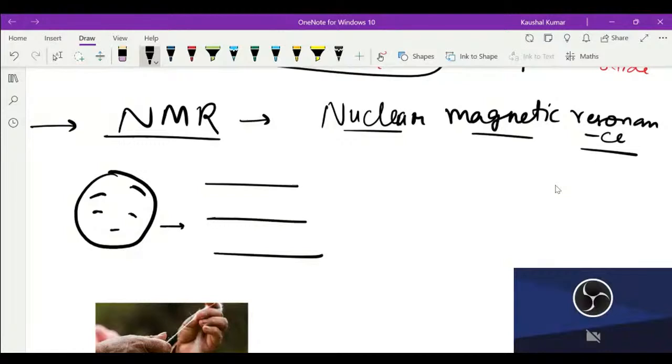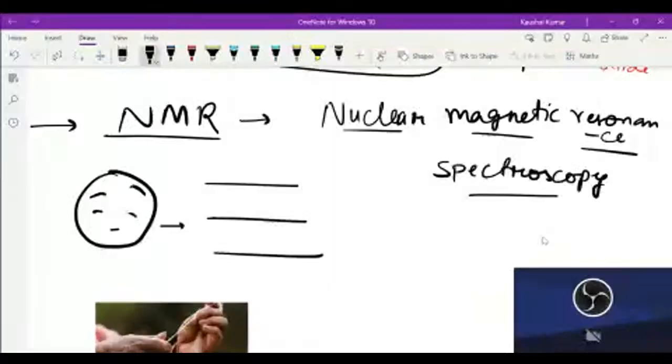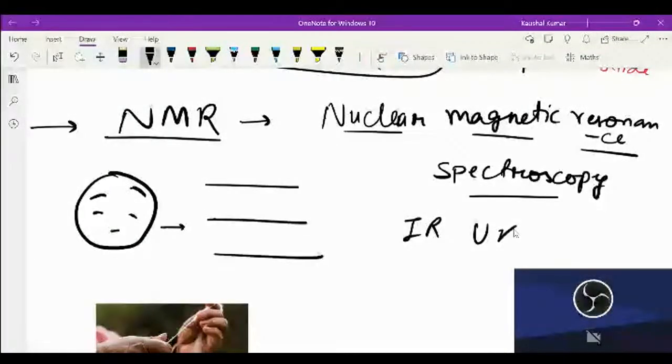So NMR is a nuclear magnetic resonance technique, a spectroscopy technique. What is the meaning of a spectroscopy technique? Why are we saying this is a spectroscopy technique? You already saw IR spectroscopy and UV spectroscopy. These all are called spectroscopy techniques.